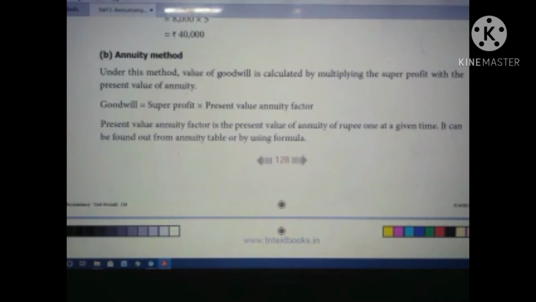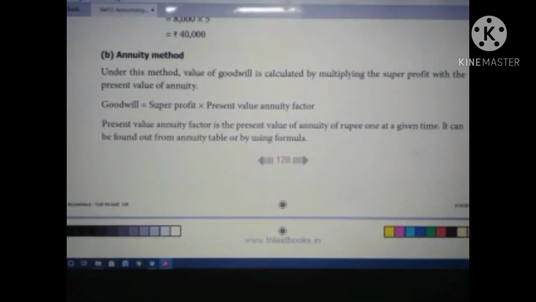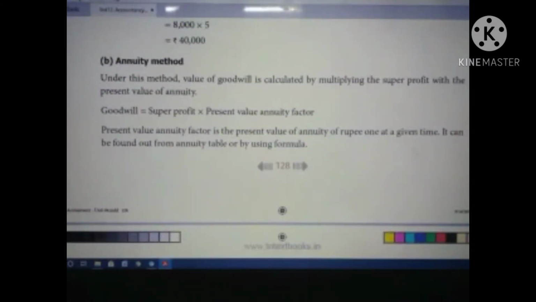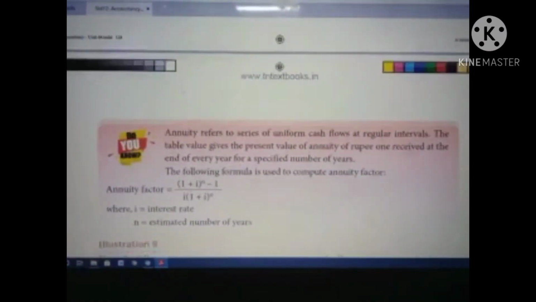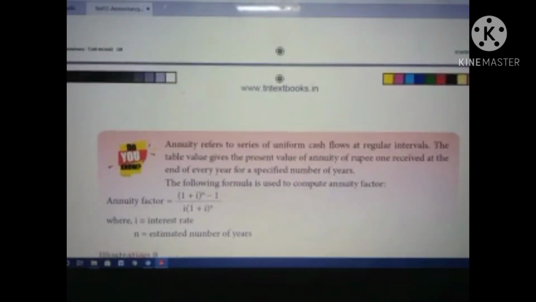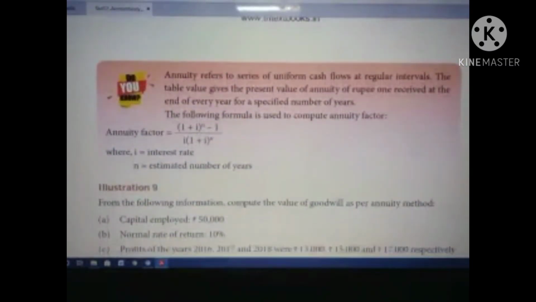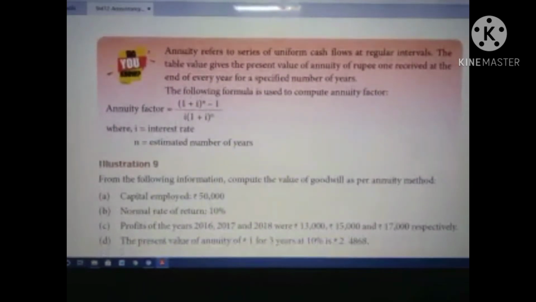Sometimes the annuity value is also given in the problem, so it is very easy to find out. Otherwise, if it is not given, then an annuity table is given. Through the annuity table, you have to find out the value of annuity. So don't worry.